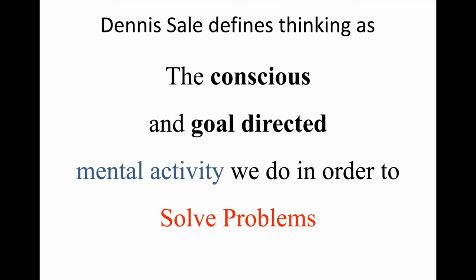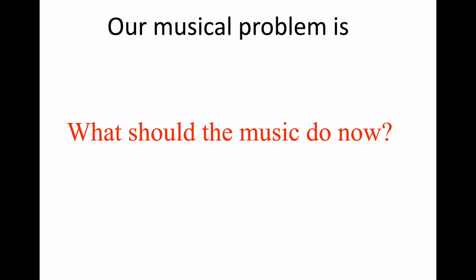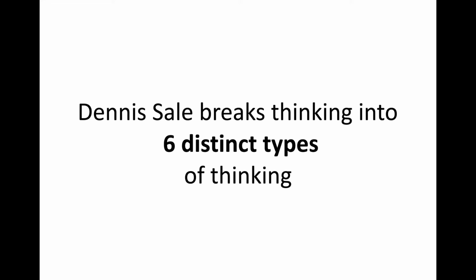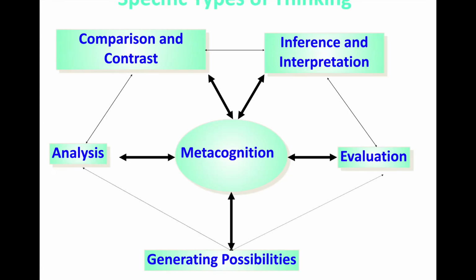Dennis Sale defines thinking as the conscious and goal-directed mental activity that we do in order to solve problems. Our musical problem is, what should we do now? What should the music do now? Dennis breaks thinking into 6 distinct types. And this is one of his slides.